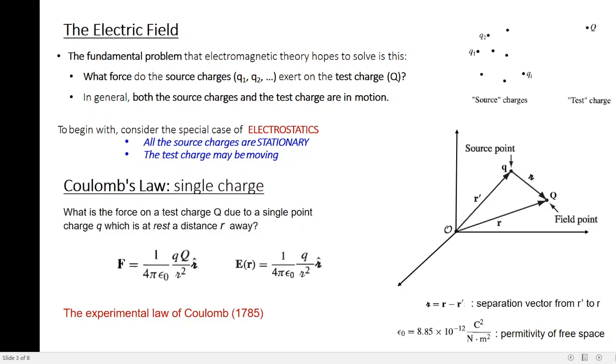The fundamental problem in electromagnetism is to find what is the force exerted on the test charge capital Q by the source charge small q. Now in general, both source charges and test charges are in motion, but that is a relatively more complex problem to solve. So to start with, let's have a simple approximation. Assume that all the source charges are stationary and the test charge may be moving. So when you say the source charge is at rest, we are talking about the realm of electrostatics.